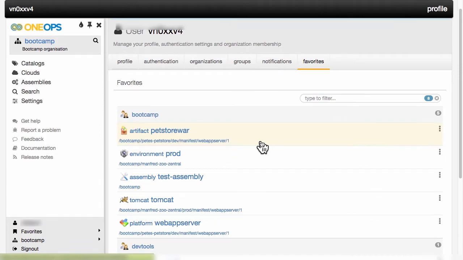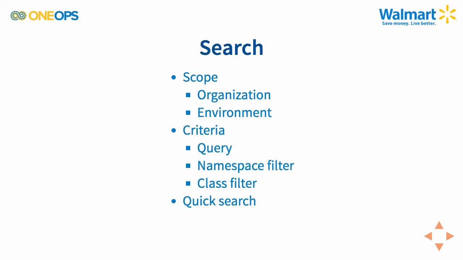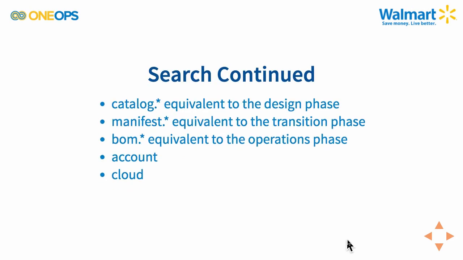Another mechanism in OneOps that allows you to access specific entities is the search functionality. It is typically scoped by organization, but if you access it in the environment specific view, it is also scoped by the environment only. You can provide criteria such as just normal query parameters, but also filter based on the namespace and the class that's being used. And a couple of quick searches are also defined. There's a lot more available in the OneOps website in terms of documentation. But in general, there's a few things that you want to know for search.